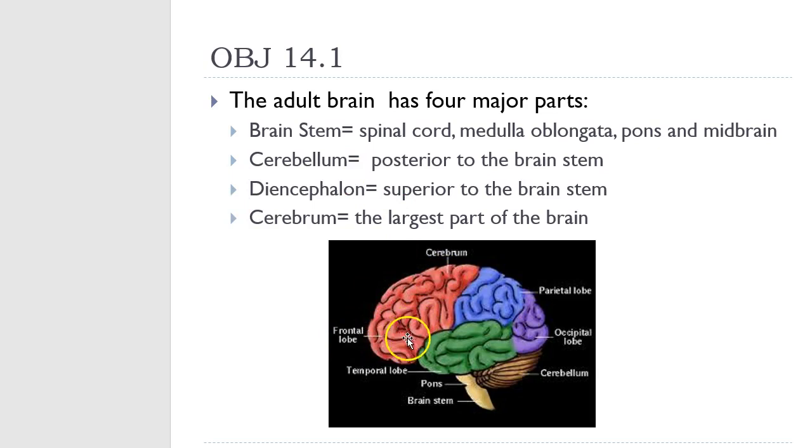We have the brain stem, which is going to include the spinal cord, the medulla oblongata, the pons, and the midbrain. Then we have the cerebellum, which is like the little hind brain that sits in the back, or some people say the butt of the brain, right under there. And then we have the diencephalon, which you can't see from this view, but if we were to make a mid-sagittal incision, we can actually see the diencephalon. And then we have the cerebrum, which is the largest part. That is the piece that we are used to.